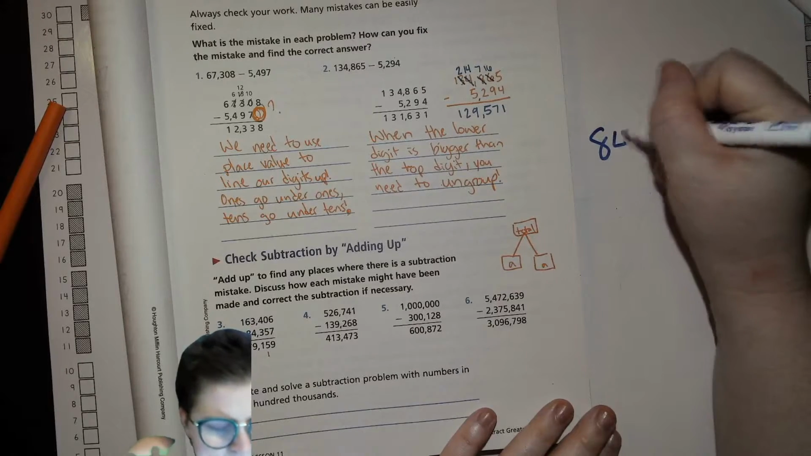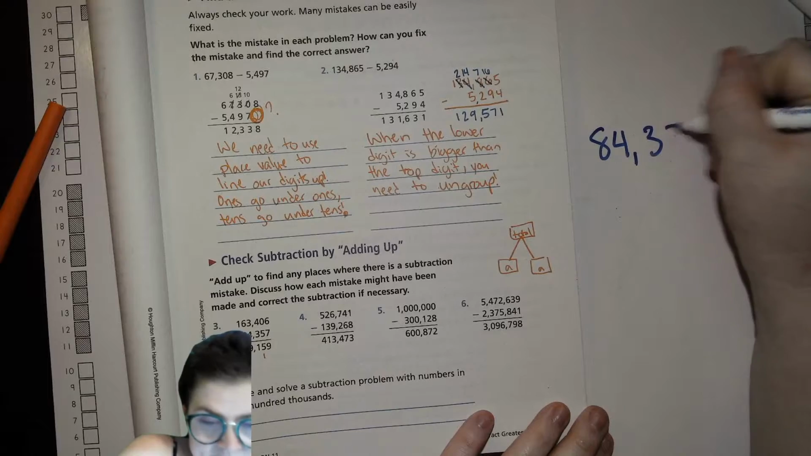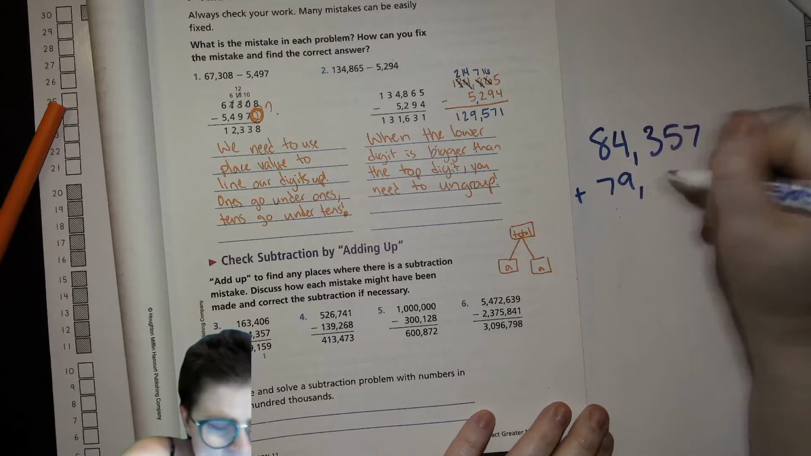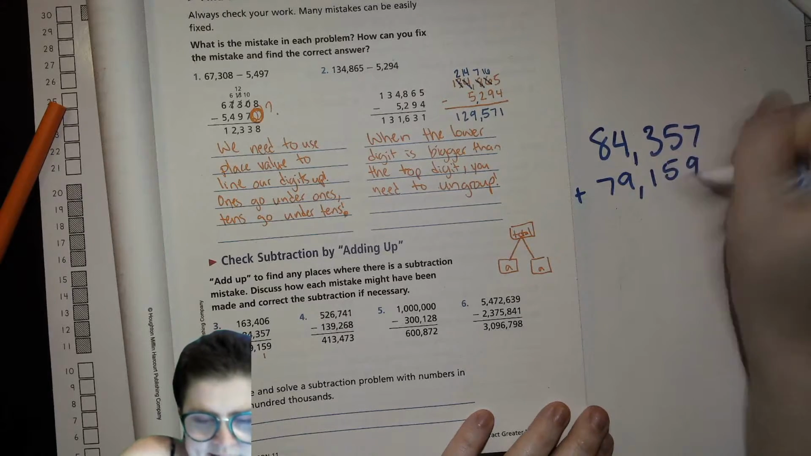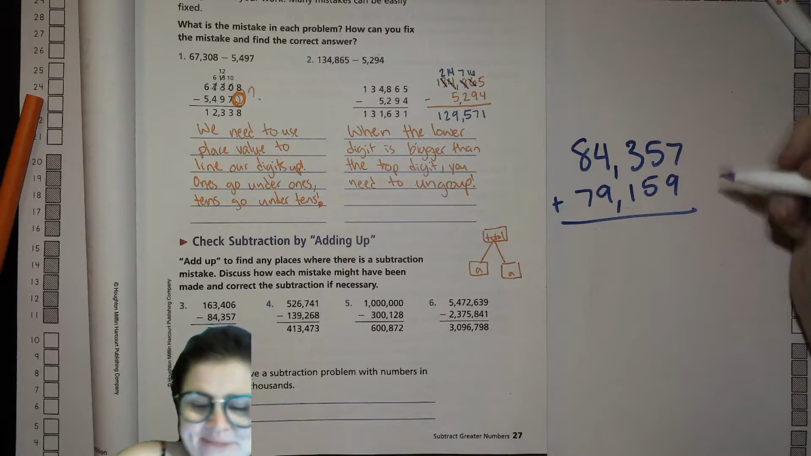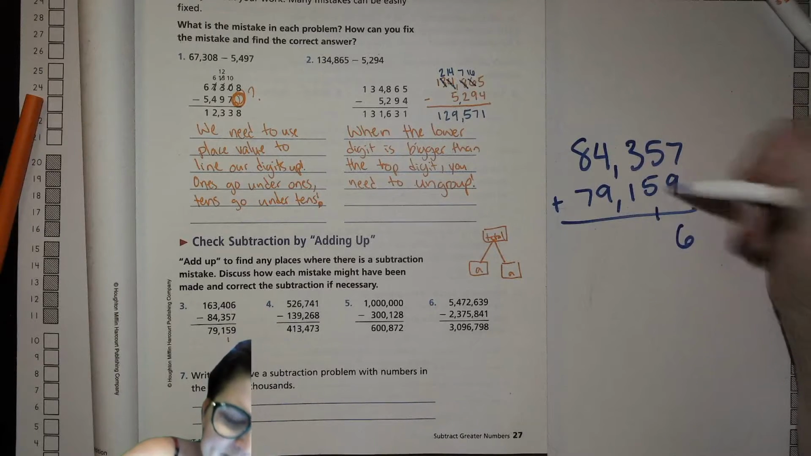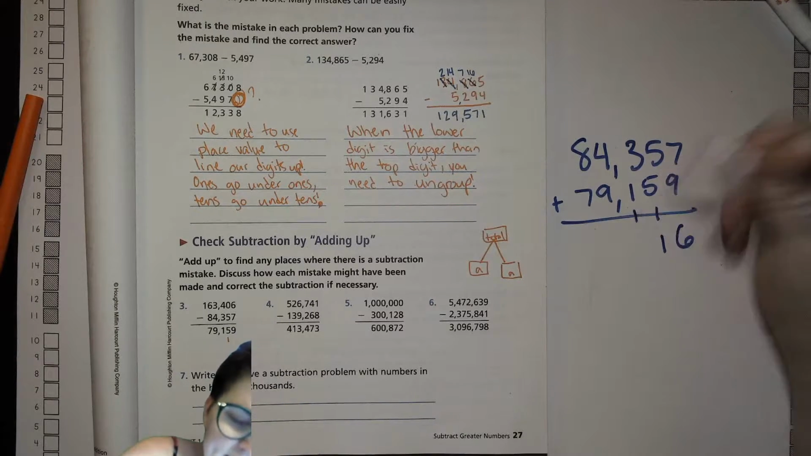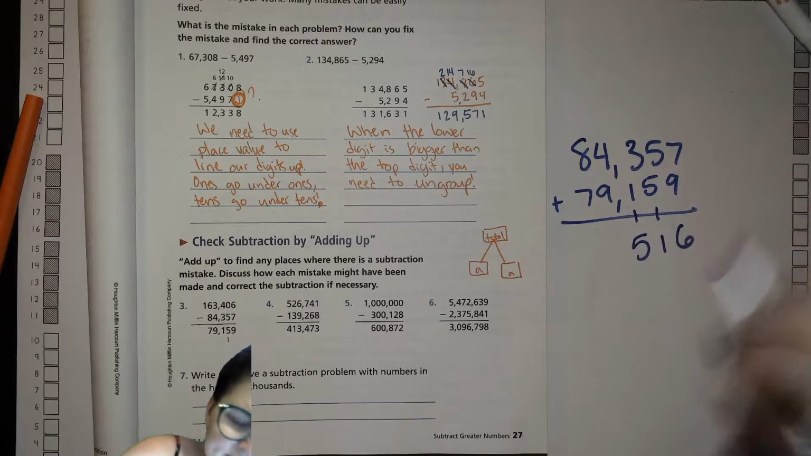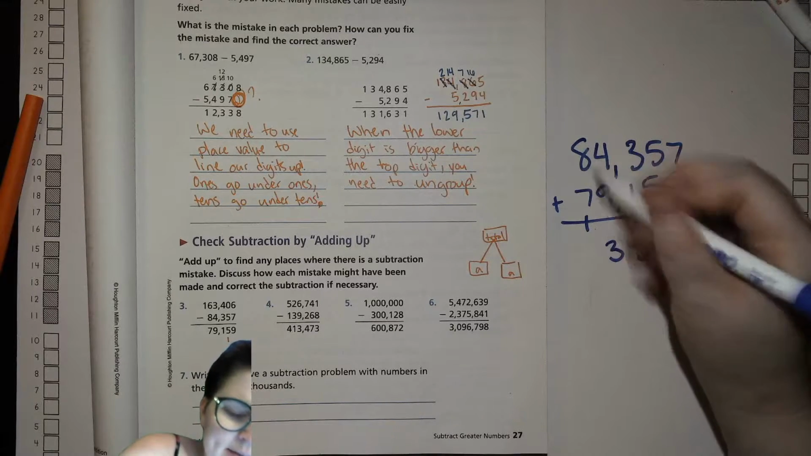So 84,357 plus 9,009. Let's just not make a mess and use our whiteboard. That's what we have it for, right? So 7 plus 9 is 16. 5 plus 5 plus 1 is 11. 3 plus 1 plus 1 is 5. 8 plus 6.